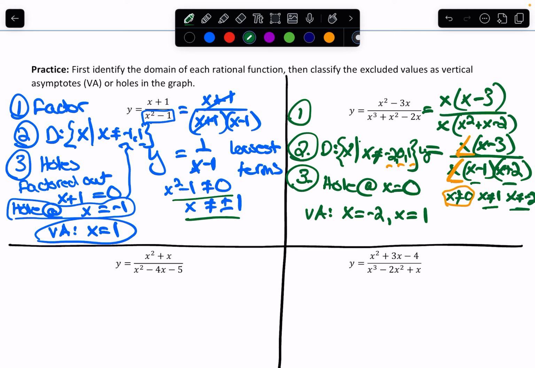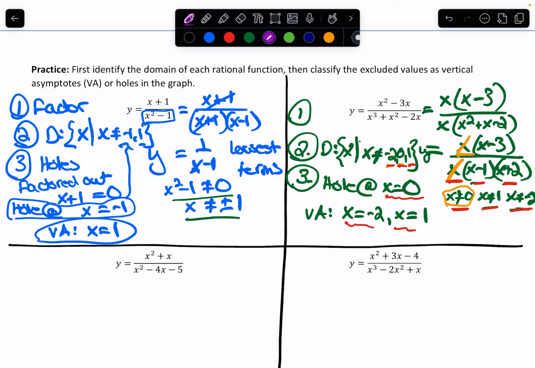Again, what we do is we exclude all of these, the denominator that is going to equal 0. Those are excluded from the domain. Then we go backwards and look at those x values and determine, did we factor anything out? And yes, we did here. And then the rest are going to be your vertical asymptotes.